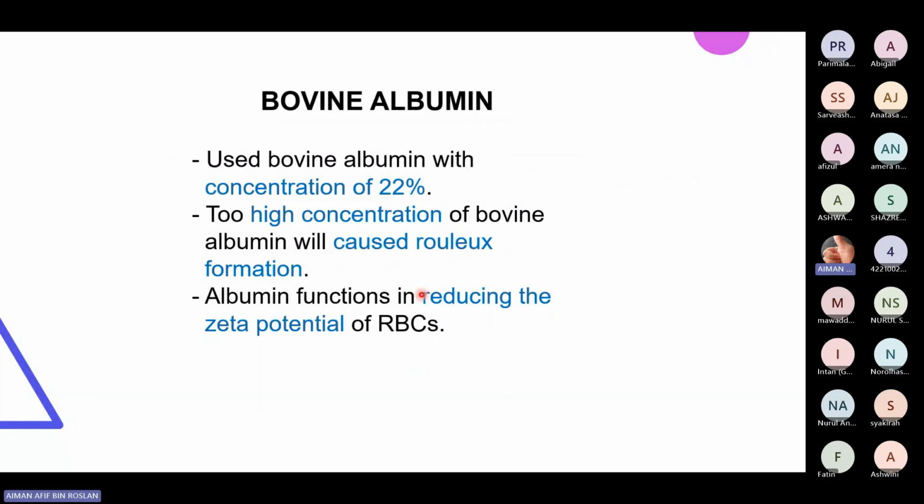Okay, next is bovine albumin. Use bovine albumin with a concentration of 22%. Too high a concentration of bovine albumin will cause rouleaux formation. Rouleaux functions by reducing the zeta potential.